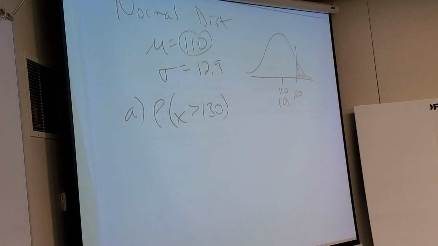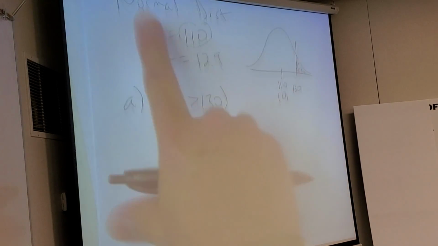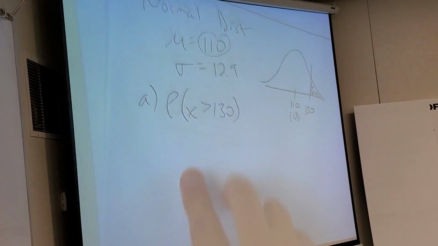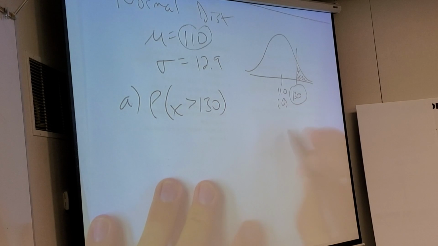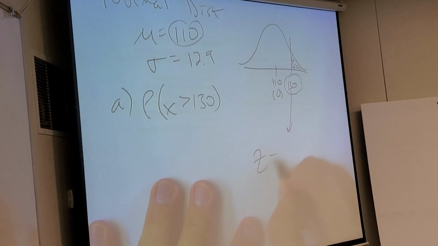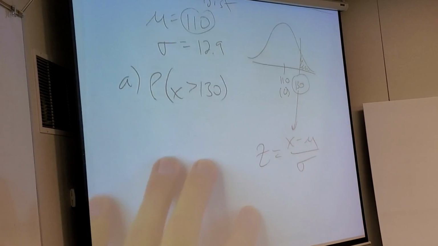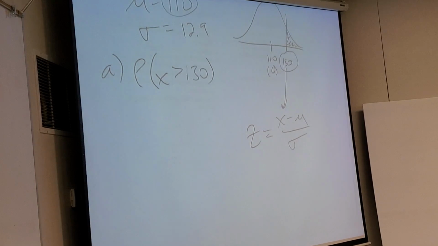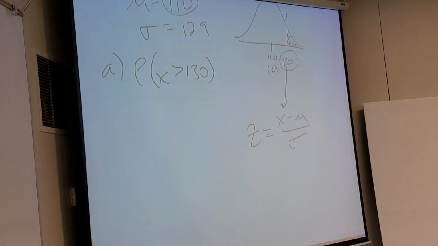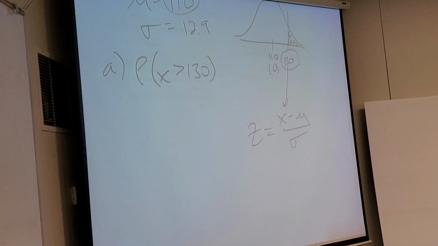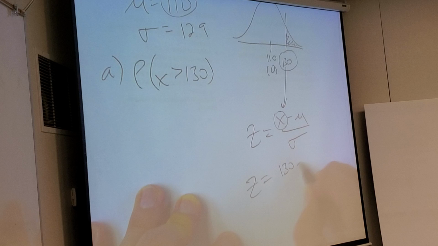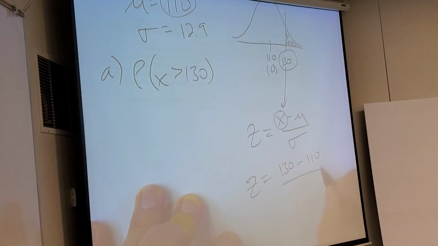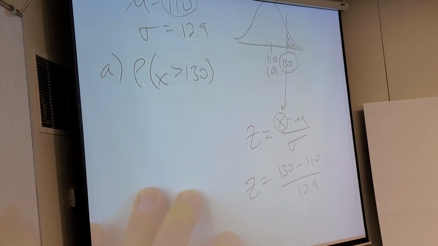So, can I use the chart yet? Do I have a normal curve? Yes. But I don't have a z-score yet. So how do I change this into a z-score? So let's see what we get. It'll be our data point that we're curious about, 130, minus the mean, which is 110, divided by the spread, which is 12.9.